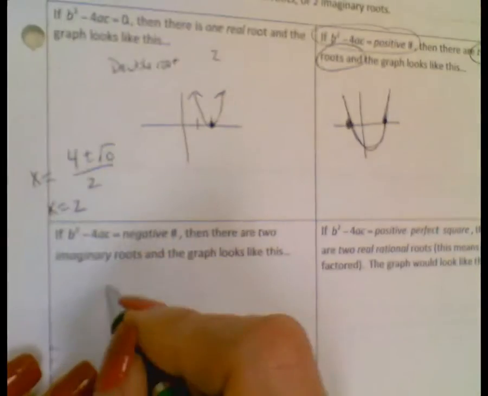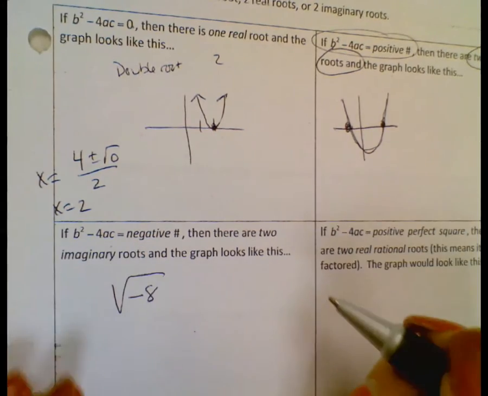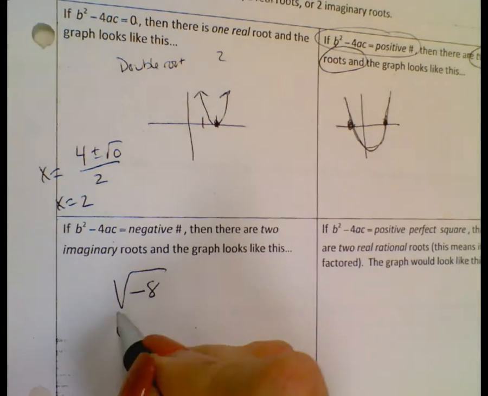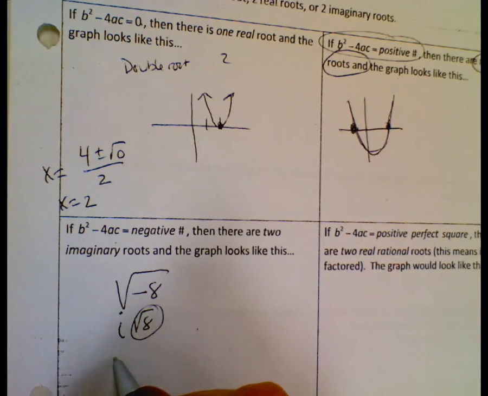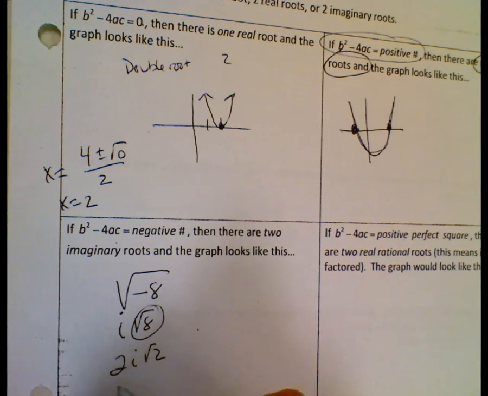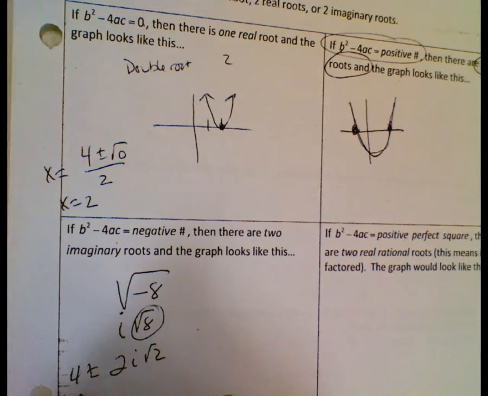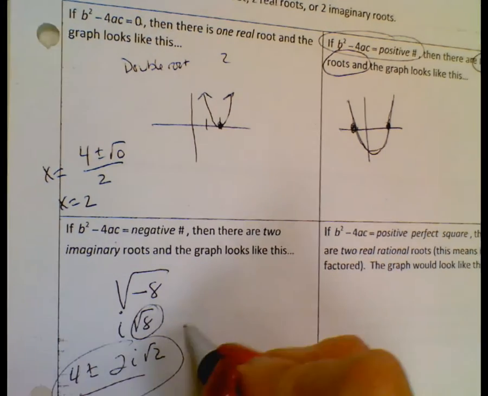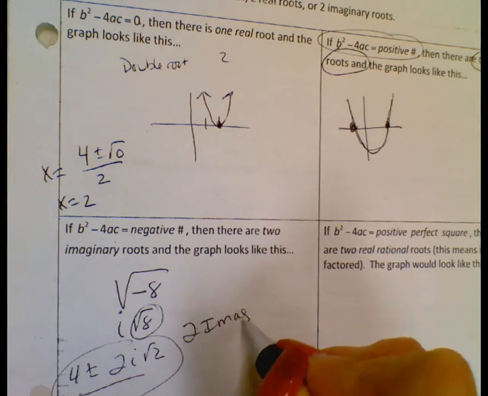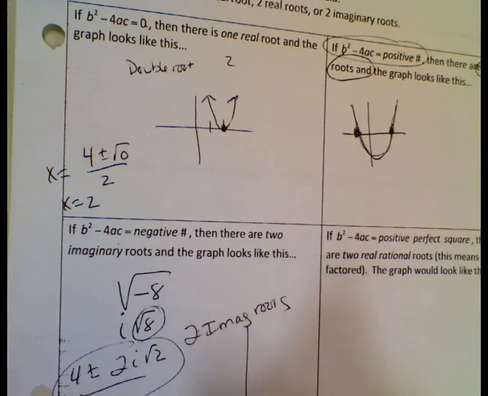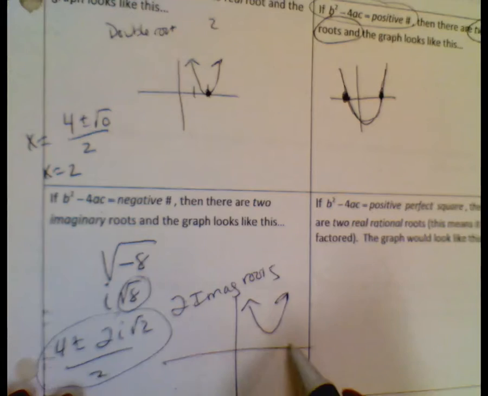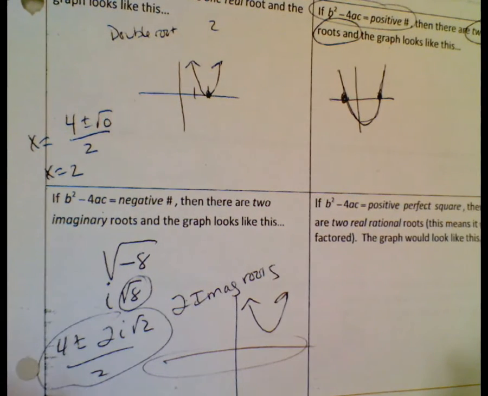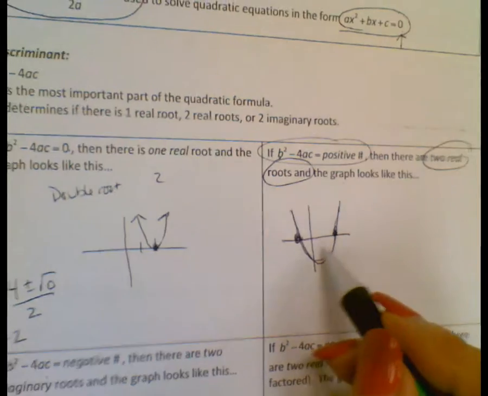If it's ever negative, something like a -8 under this, you have to bring the i out and then simplify radical 8 with the factor tree. So that's going to end up being 2i radical 2. Then you might have a number out front like this. But what that means is you have 2 imaginary roots. Imaginary roots do not touch the x-axis at all. It means you're going to have something like this. It does not touch this axis. It won't go through it, whereas this one goes through twice.